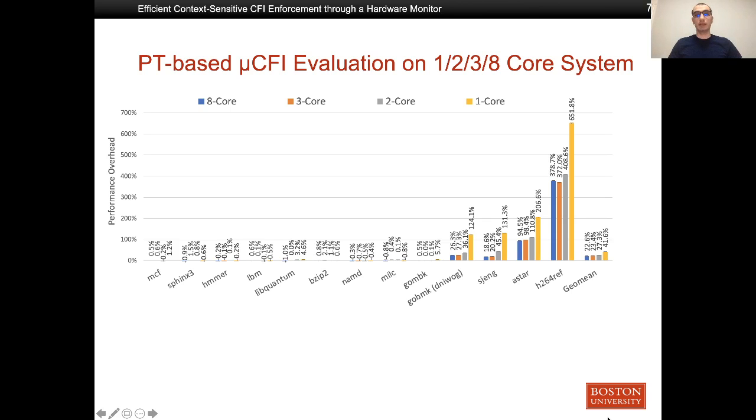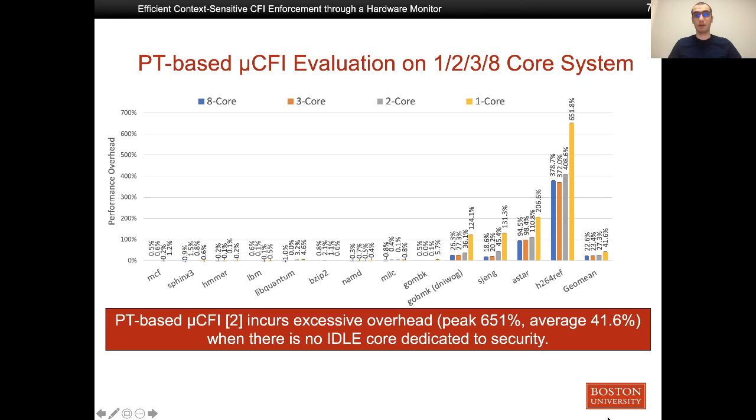We evaluated a PT-based context-sensitive CFI mechanism on several systems, consisting of single core, 2 cores, 3 cores, and 8 cores. We use an Intel machine to perform our experiments, and as you can see, when we go from 8 core to 1 core system, the performance overheads of some of the benchmarks from SPEC 2006 are increasing significantly.